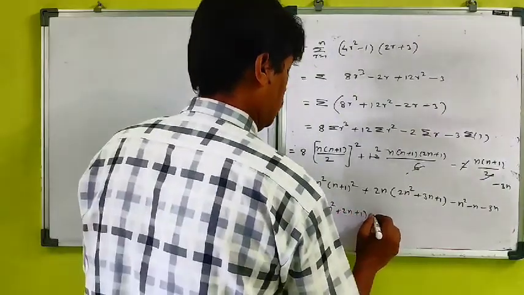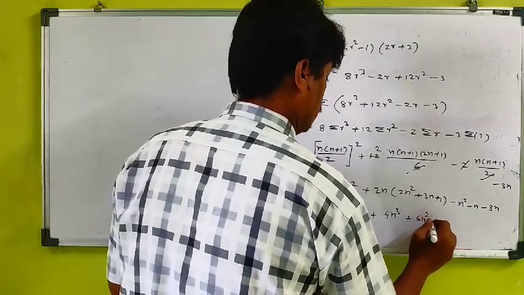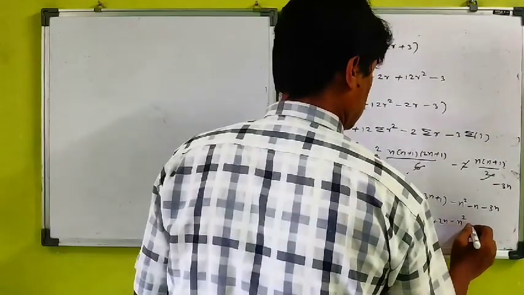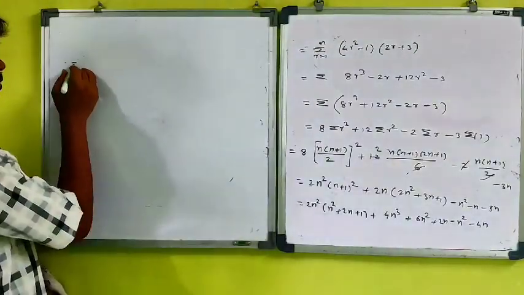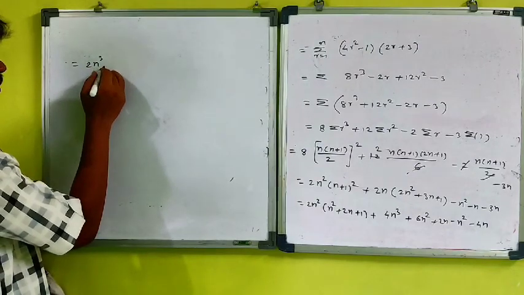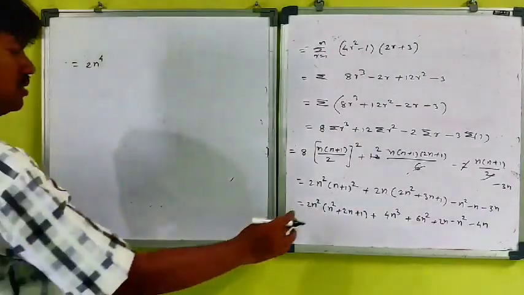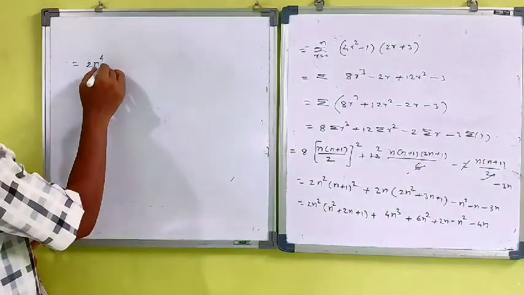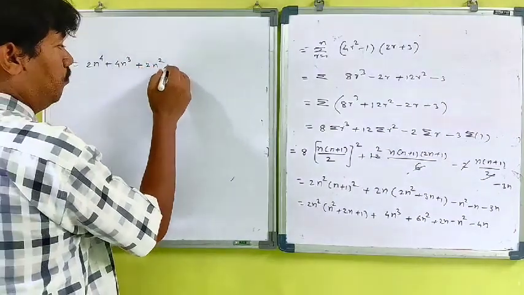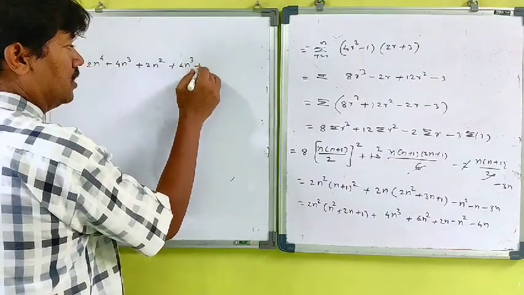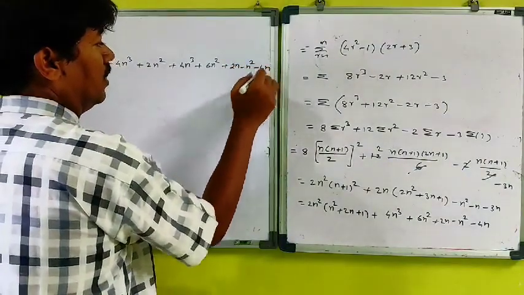Square, 2n, 1 plus 4n cubed plus 6n square plus 2n minus n square minus 4n, which is finally 2n cubed, 2n raised to 4, it is not square, 2n raised to 4 plus 4n cubed plus 2n square plus 4n cubed plus 6n square plus 2n minus n square minus 4n.